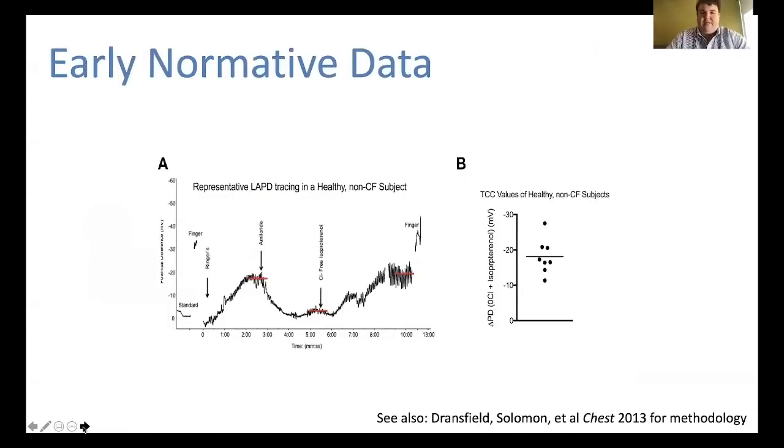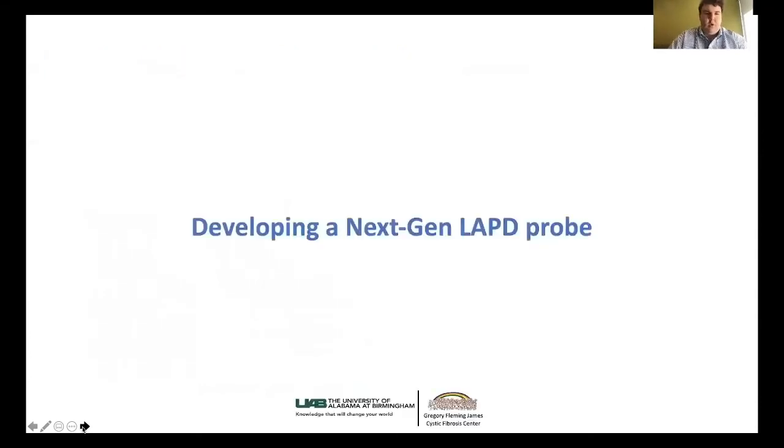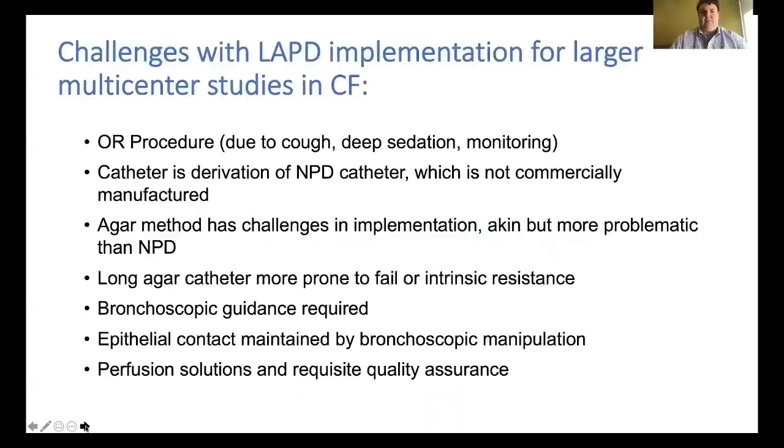The early and normative data from our previous investigation indicates that we can show appropriate levels of total chloride conductance, or the zero chloride plus isoproterenol potential difference change, in healthy non-CF subjects. We hope to show a good discrimination in this ongoing study to build on this previous data in our experience. We also hope to develop a next-gen LAPD probe and system that would simplify this and allow for multi-center investigation.